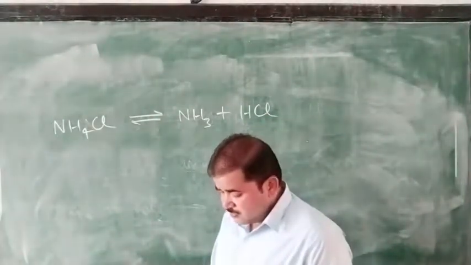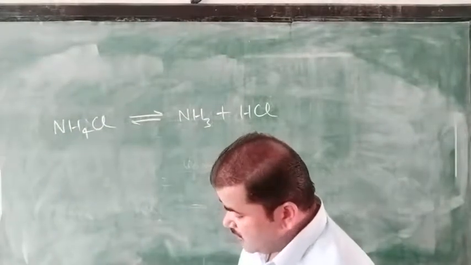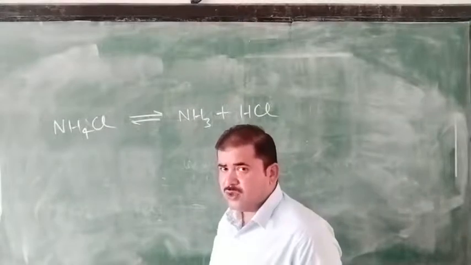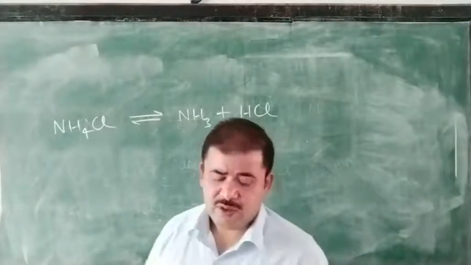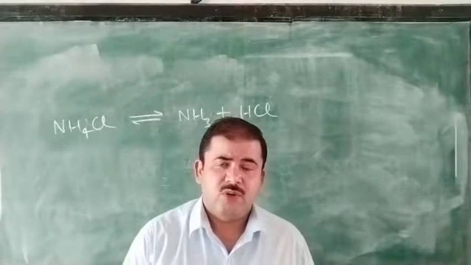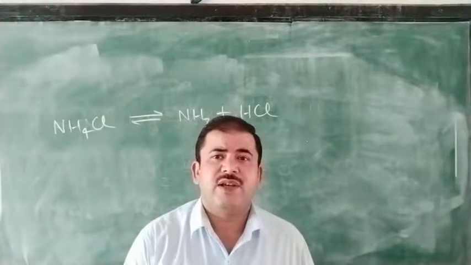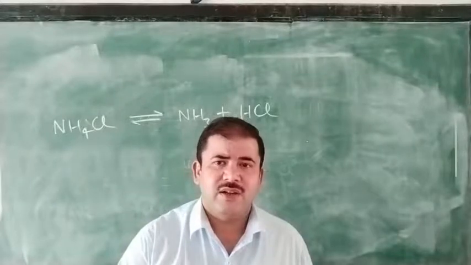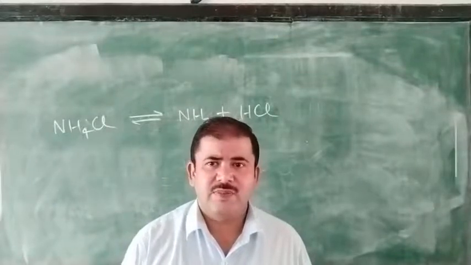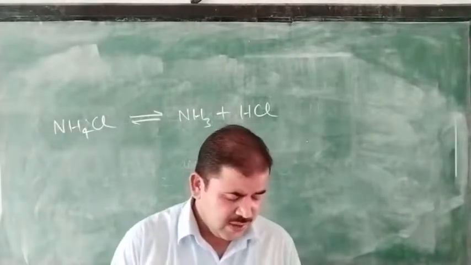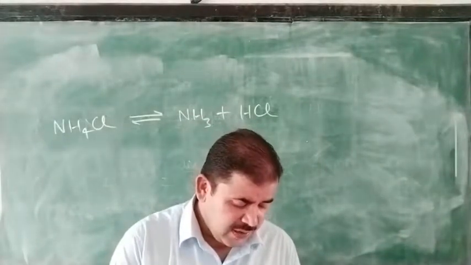And next, give an example of a photochemical decomposition reaction. For a photochemical decomposition reaction, we can take silver chloride, and due to the presence of light, this breaks down into silver and chlorine.